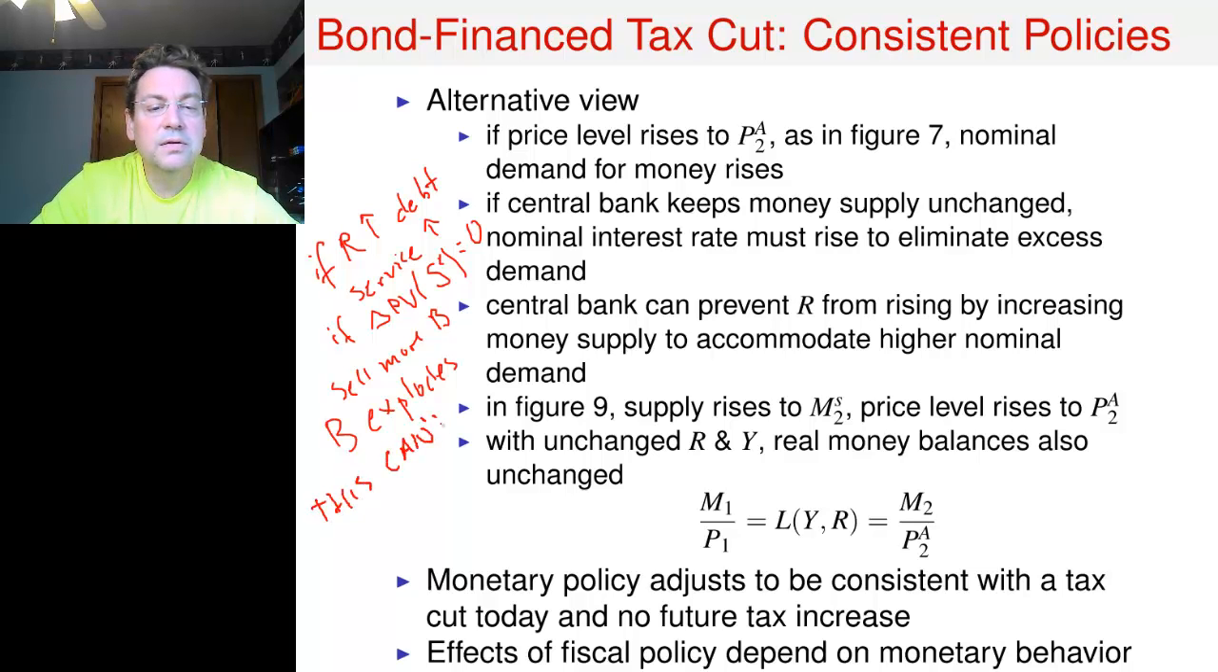This can't happen. There can't be an equilibrium where debt explodes, because nobody's going to lend to the government if there's no prospect of getting paid back. What that means is that the central bank has to prevent the interest rate from rising. And it does that by increasing the supply of money to accommodate the higher money demand.